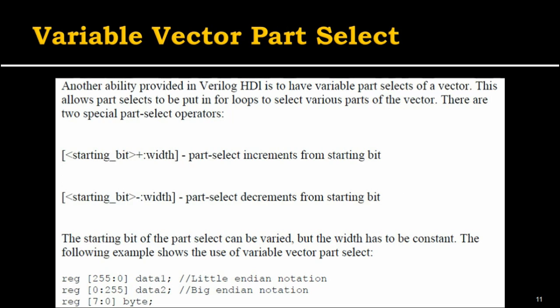Okay, consider the first example. reg [255:0] data1, so data1 has 256 bits. Then data2 is also 256 bits, but it is declared reversely, [0:255]. When the MSB is 0 and the LSB is 255, that is considered big endian notation. The first one, data1 [255:0], the MSB is 255 and the LSB is 0, so it is considered little endian notation. Then another one, byte, is declared as 8 bits, [0:7], an 8-bit byte.